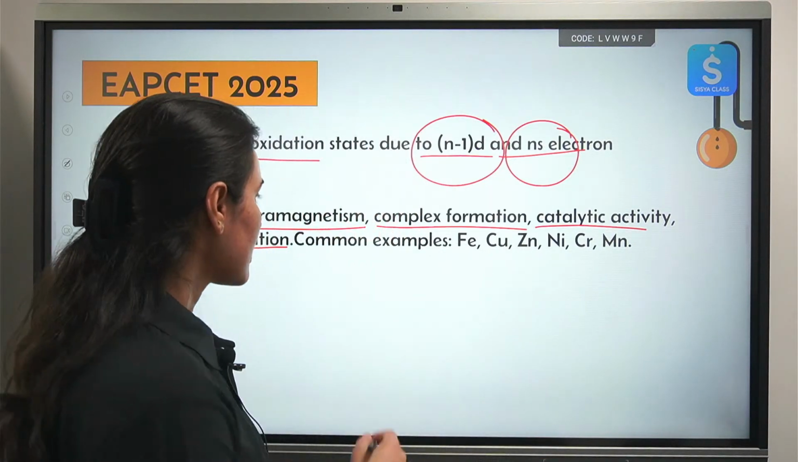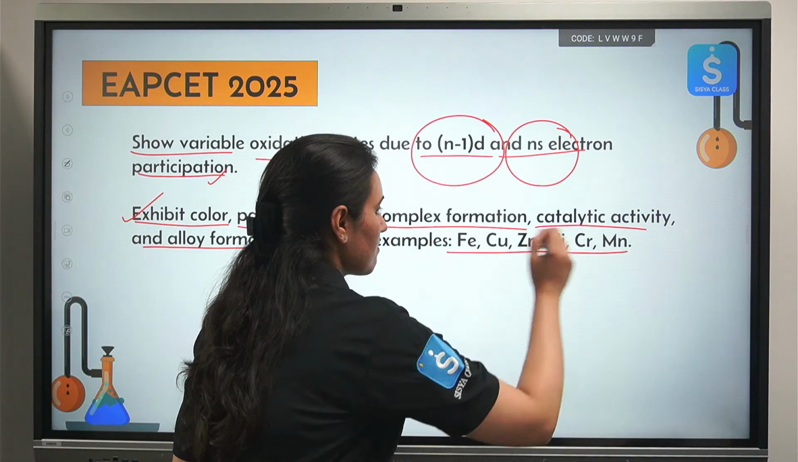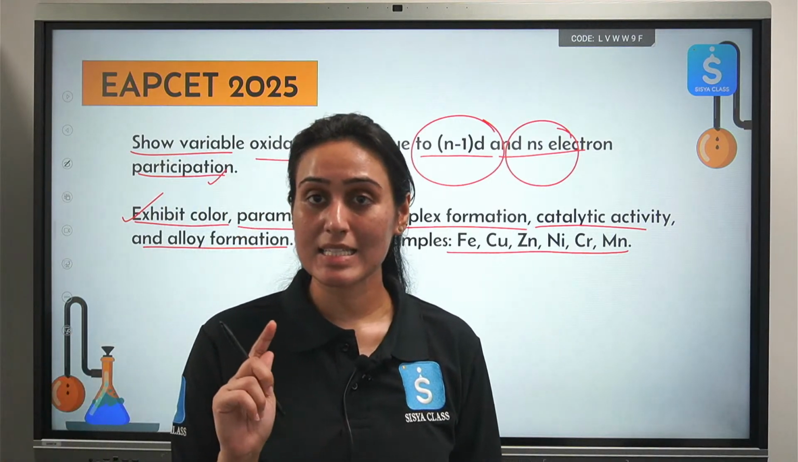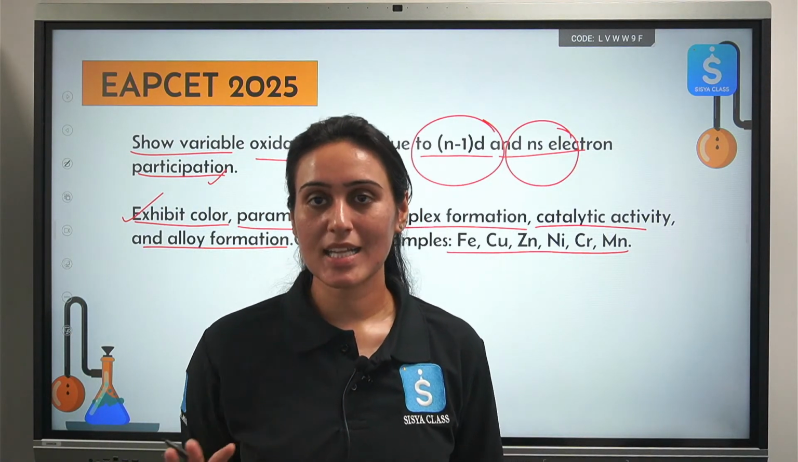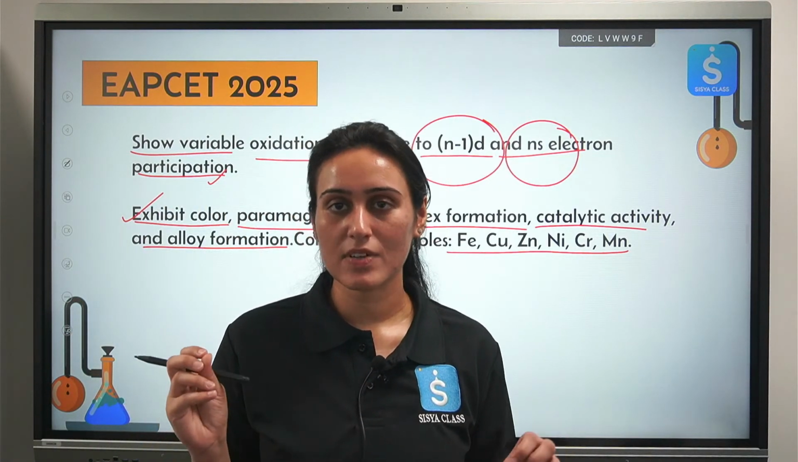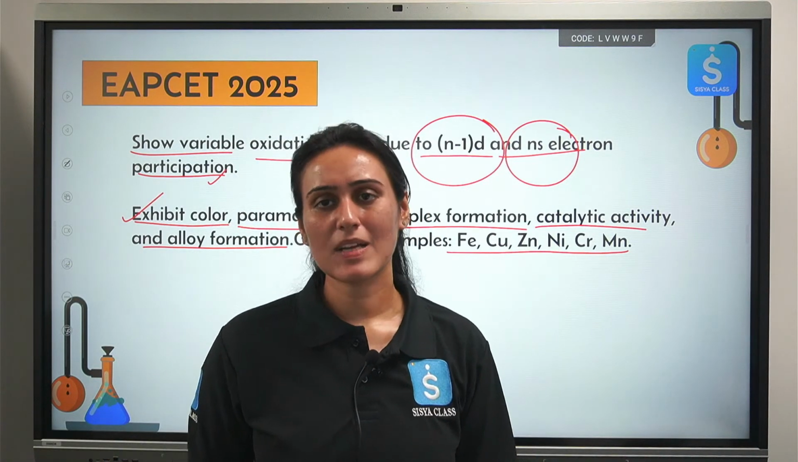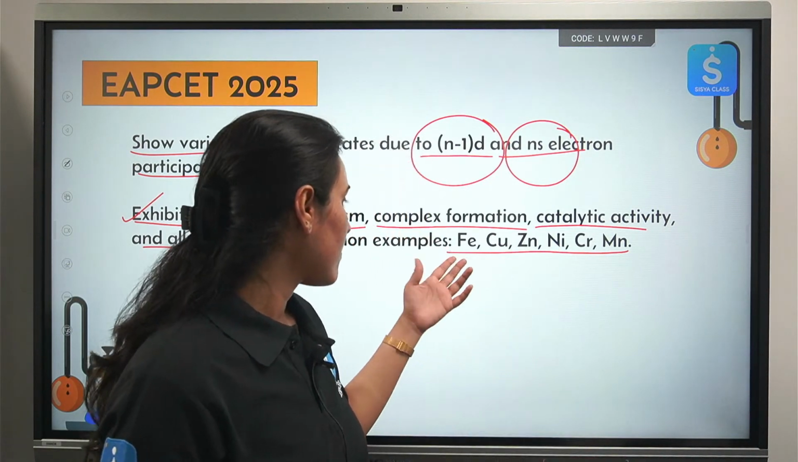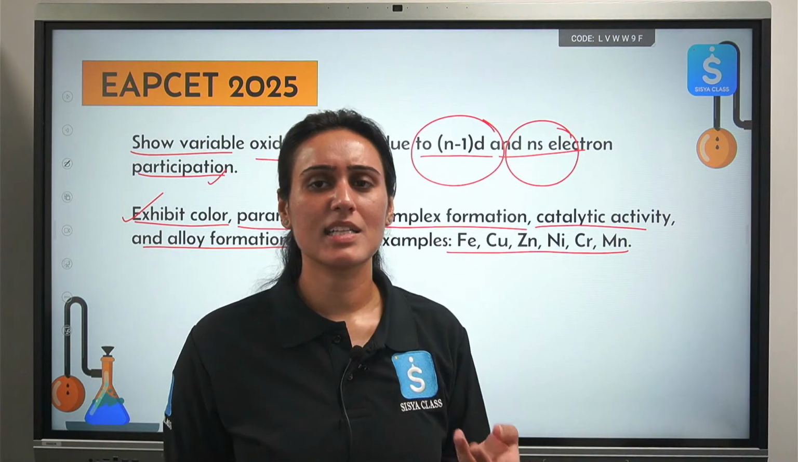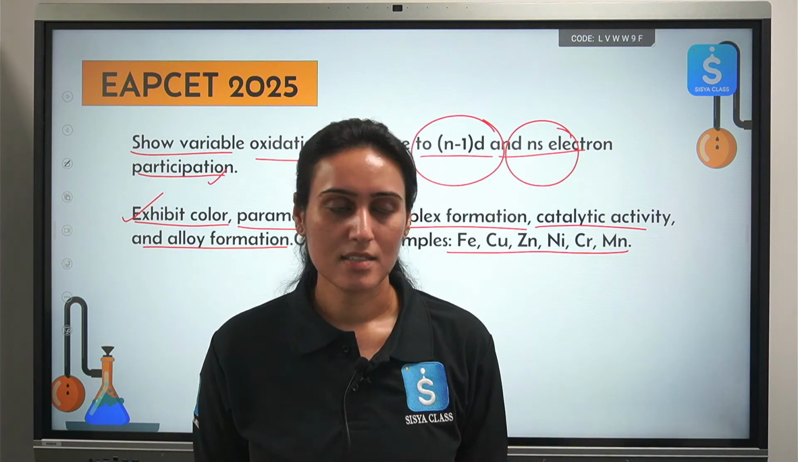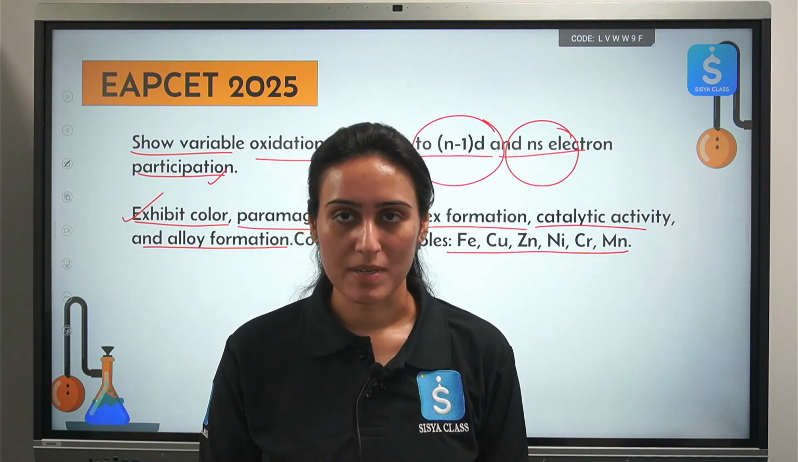Alright. So these are some of the examples of the metals which belong to 3D series. Okay, we have 3 series here in D block, 3D, 4D and 5D that we are concerned with. All these elements belong to your 3D series. Okay, so we have iron, copper, zinc, nickel, chromium, manganese. Alright, let's see some more properties.